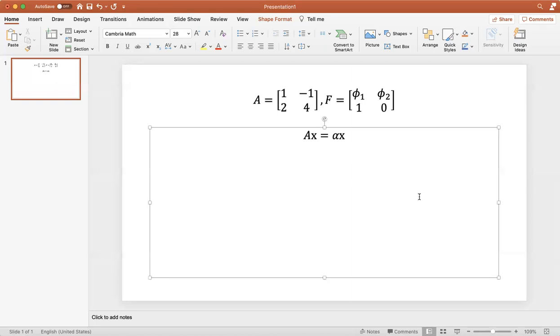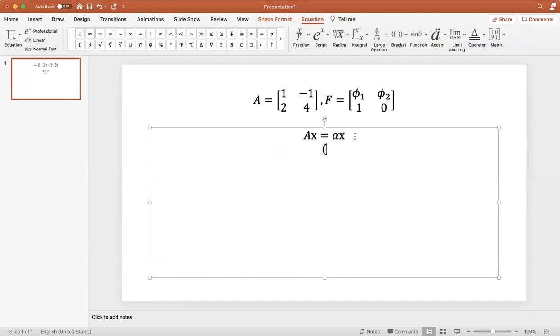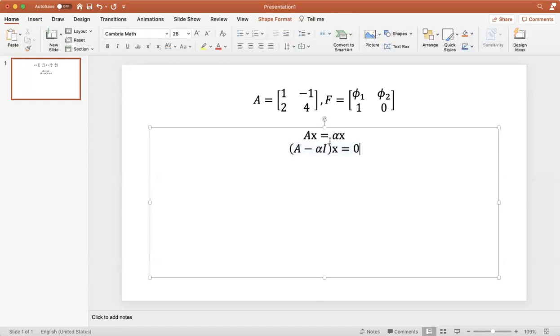So going back to your notes, the eigenvalues of a matrix are basically alpha, right? Alpha that satisfies this identity. If we rearrange the terms, we get (A minus alpha I) times x equal to 0. Alpha is the eigenvalue, or eigenvalues, and x here is the eigenvector.